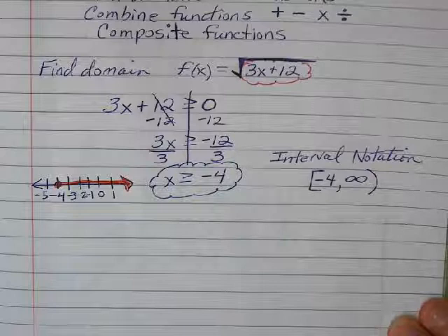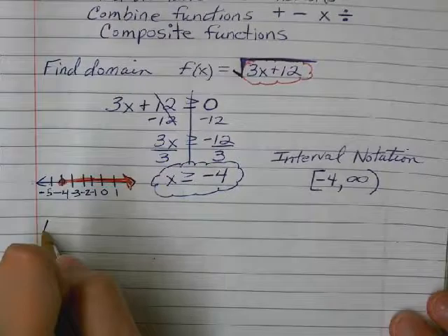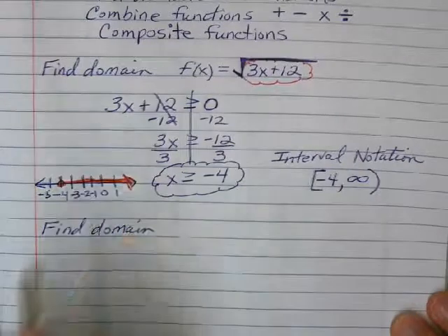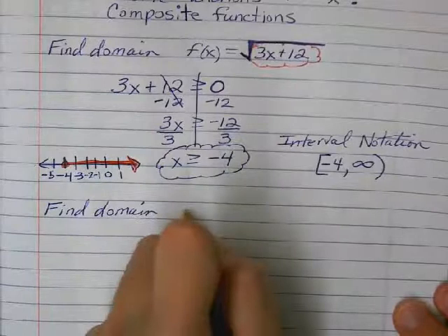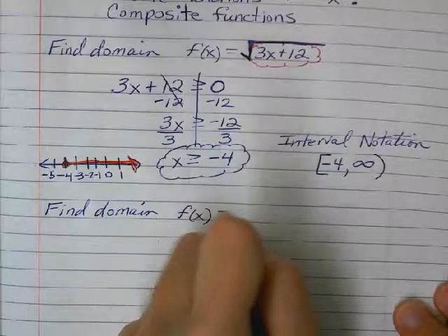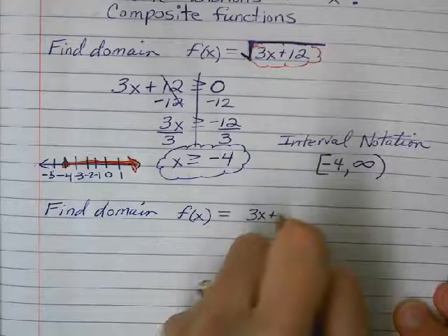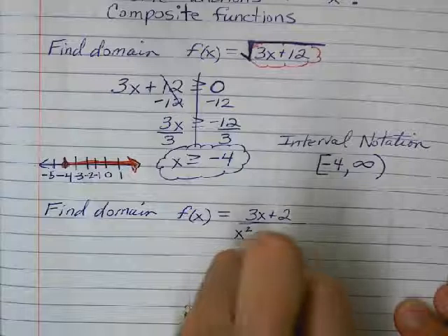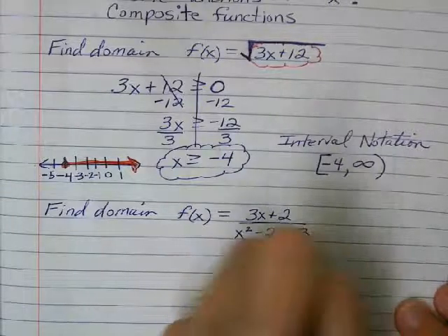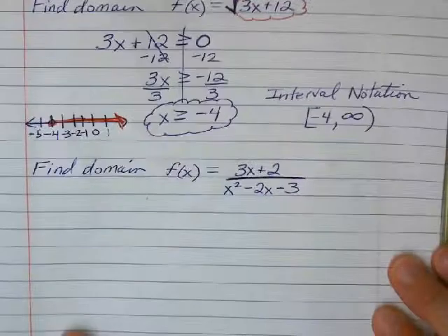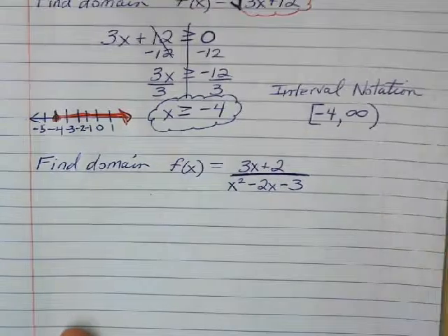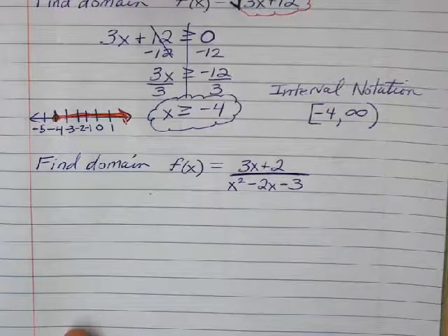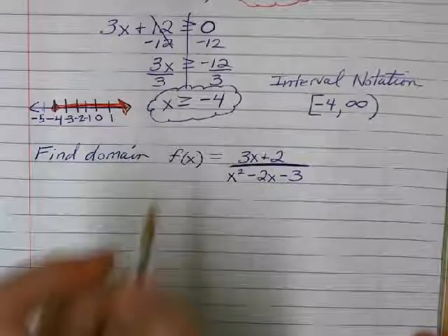What about a fraction problem, like a rational function? And it'll say find the domain. And what if I give you a problem that says f of x equals (3x plus 2) over (x squared minus 2x minus 3)? See, it's not a picture, but I still want you to tell me the domain. And I don't have the picture graph for you. So how are you going to figure out the domain of this function?